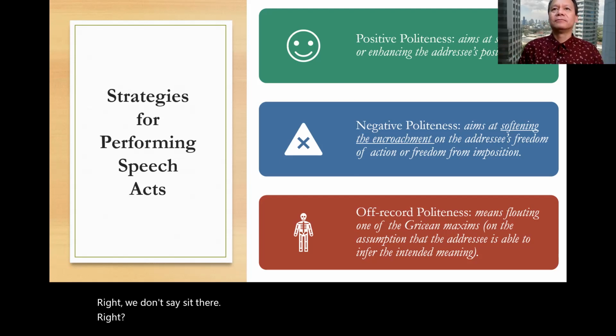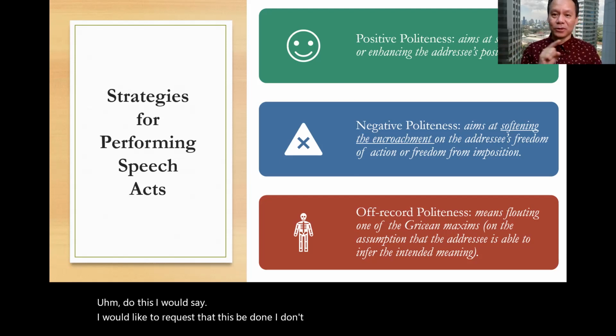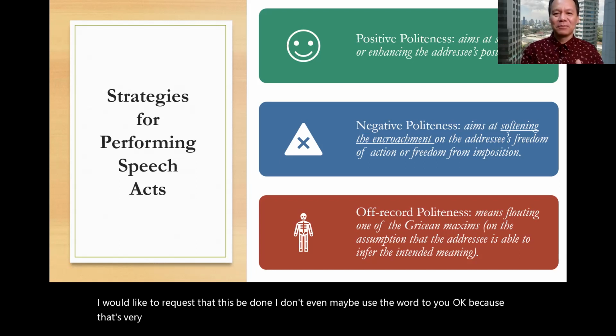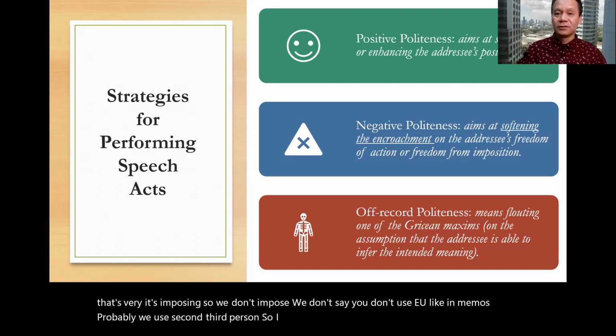We don't say, "do this." I would say, "I would like to request that this be done." I don't even maybe use the word "you," okay? Because that's imposing. So we don't impose. You don't use the "you" in memos. Probably we use third person. So I request everyone to be understanding, etc. So that's an example there of negative politeness.